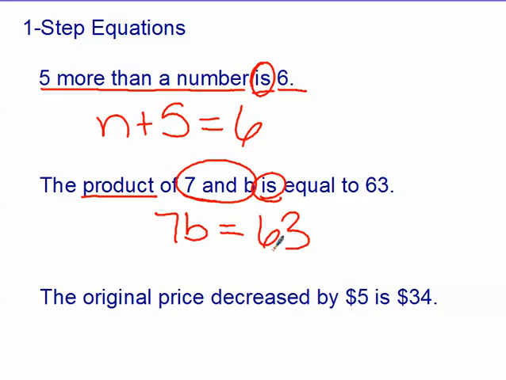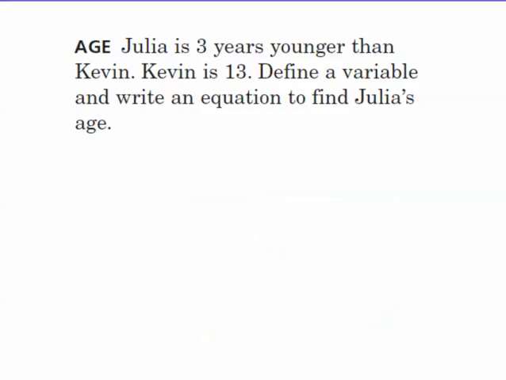Okay. Next one says the original price decreased by $5 is 34. Well, the original price, we don't know what that is, so we just use a letter to represent that. And it's decreased by $5. So we could say price decreased by $5 is $34. And there's our equations. So again, if we use that direct translation method there, it makes these things a lot easier to write into actual equations. But now in the real world, unfortunately, it doesn't come like this. It comes more like this.